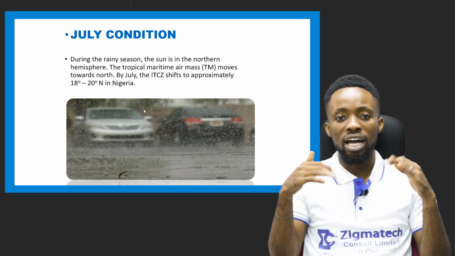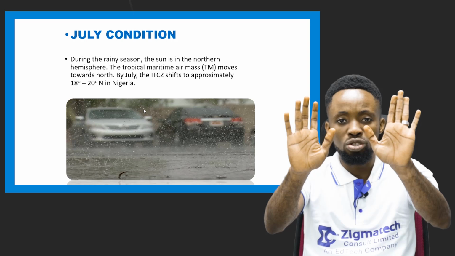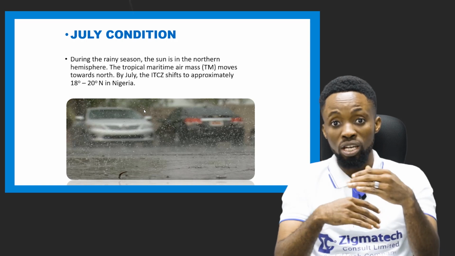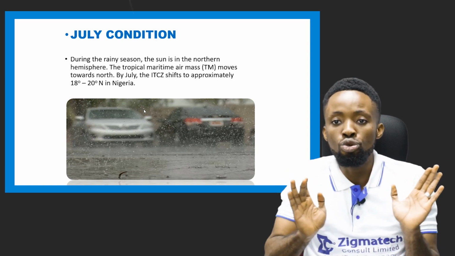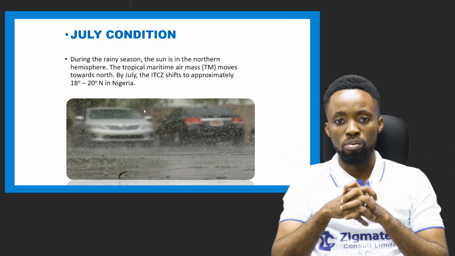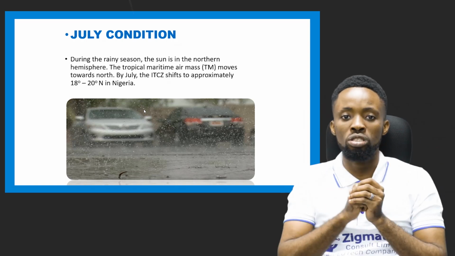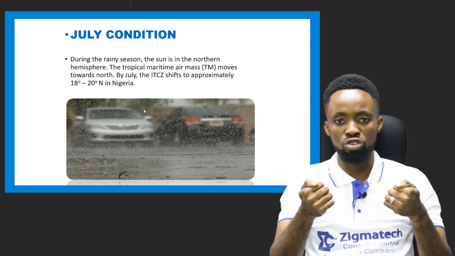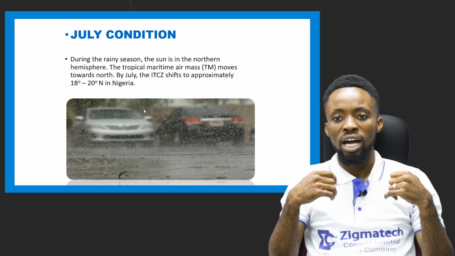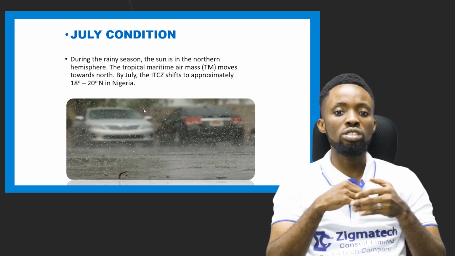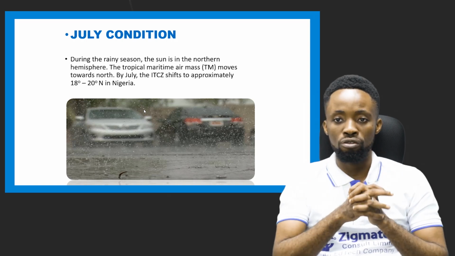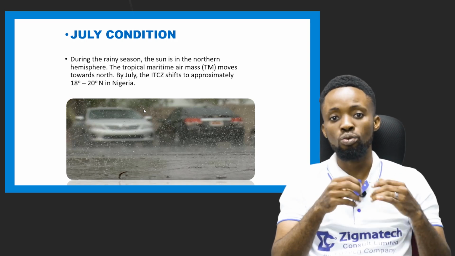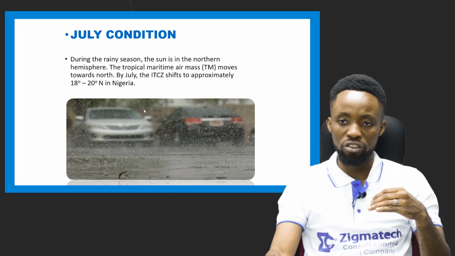So in the month of July, as the tropical maritime air mass progresses towards the northern part of Nigeria, the boundary between the tropical maritime and the tropical continental, which is the ITCZ, will also move together with the tropical maritime. So the ITCZ will shift towards the extreme north of Nigeria. And when the tropical maritime does this movement, it will bring about rainfall. And that's the time of the year where you see rainfall common in every part of Nigeria. So in the month of July, we begin to experience rainfall in the northern part of Nigeria as well as the southern part of Nigeria.